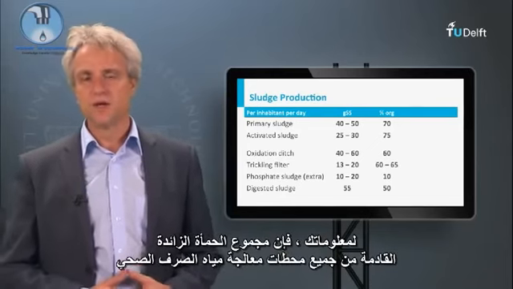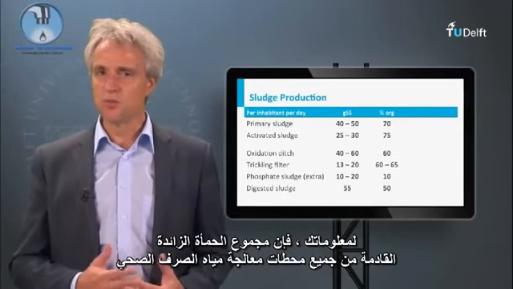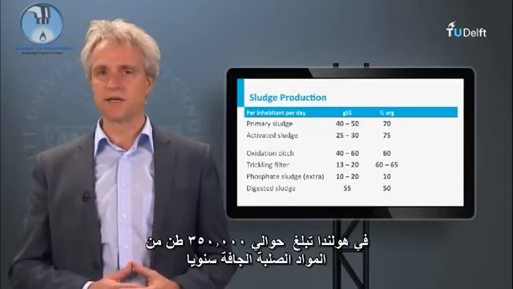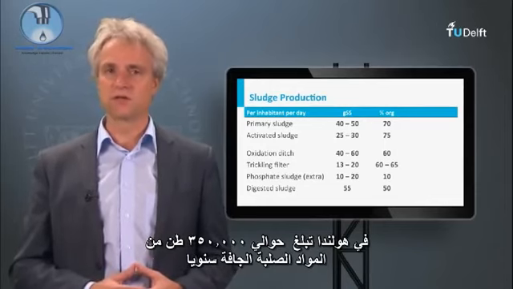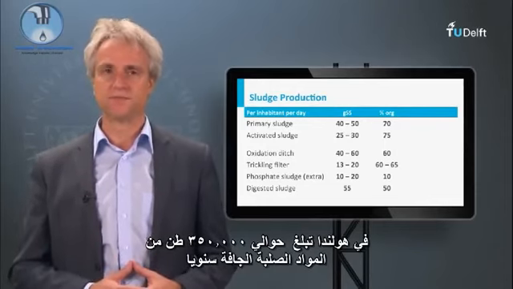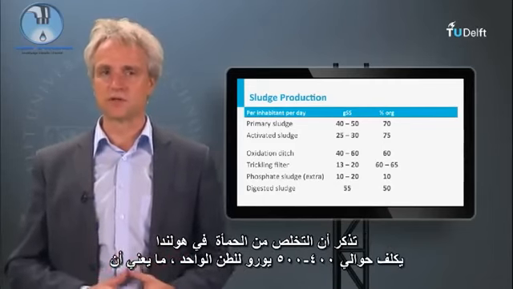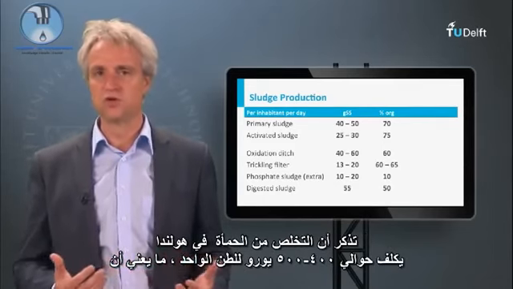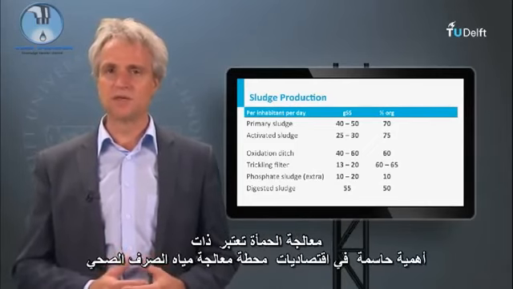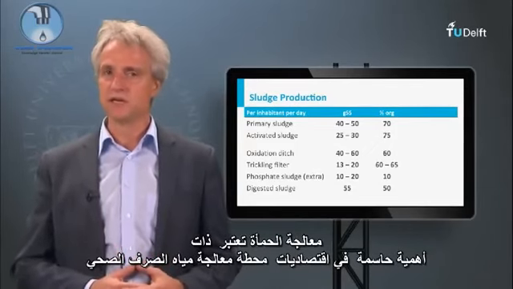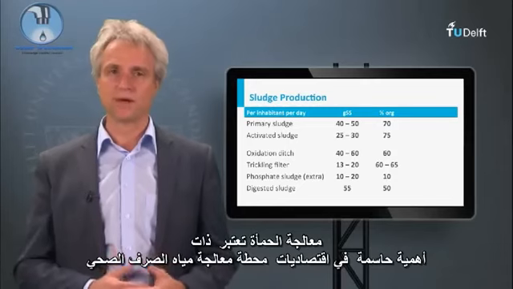For your information, the total excess sludge mass coming from all sewage treatment plants in the Netherlands is about 350,000 tons of dry solids per year. Realizing that in the Netherlands sludge disposal costs about 400 to 500 euros per ton means that sludge treatment is considered of crucial importance in the economics of a sewage treatment plant.